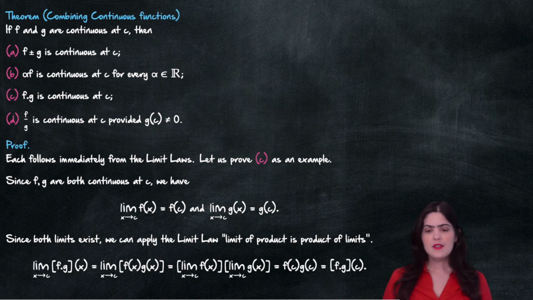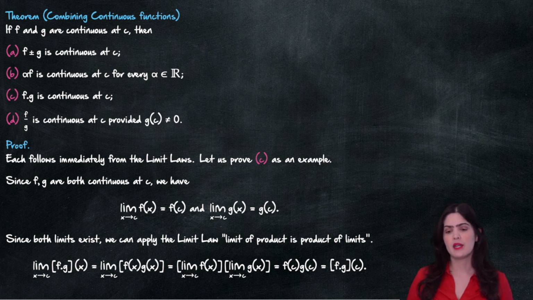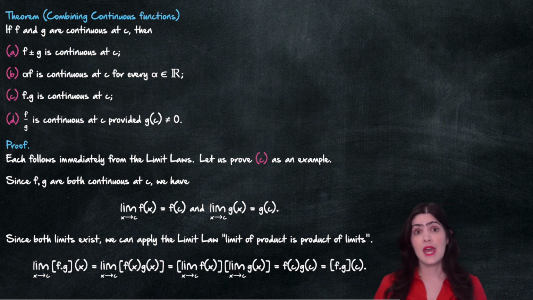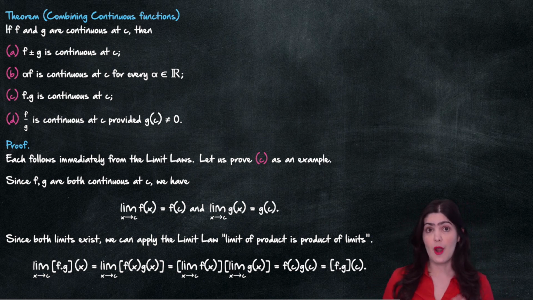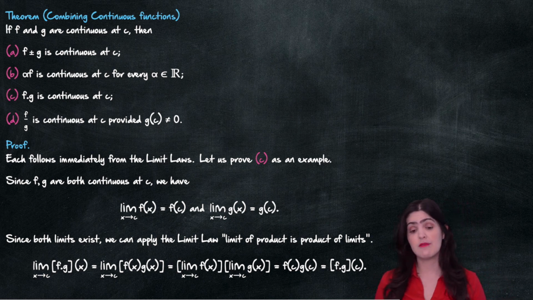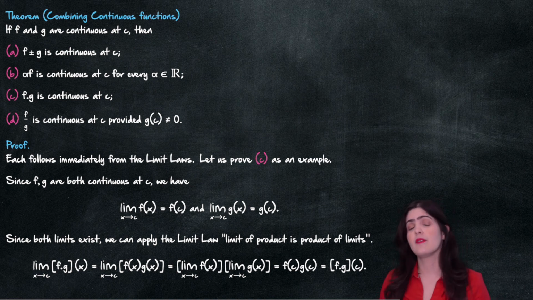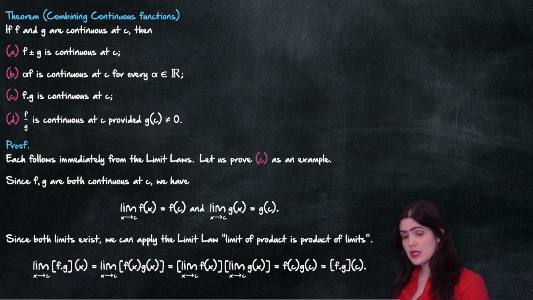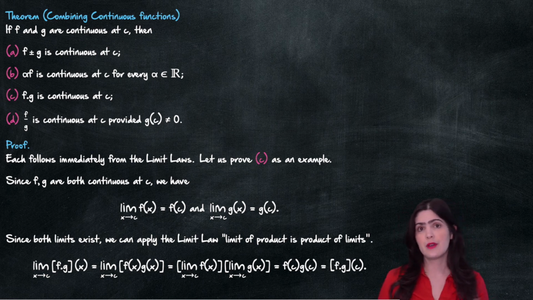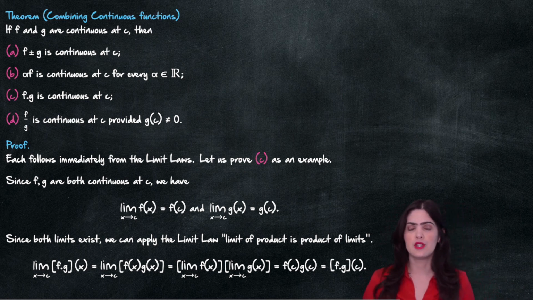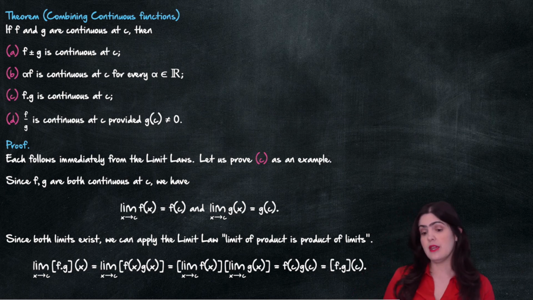This first theorem tells me how I can combine continuous functions. If f and g are continuous at c, then f plus g or f minus g are continuous at c. If I multiply a continuous function by a constant, that's still continuous. The product of continuous functions is continuous, and the quotient of continuous functions is continuous, provided that we're never dividing by 0. But that's another issue. Each one of these follows immediately from the limit laws.